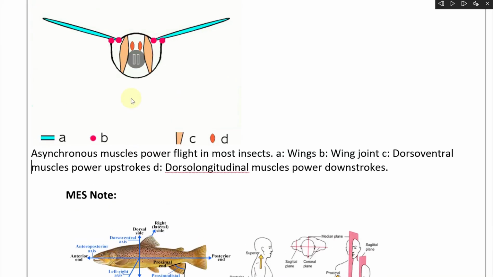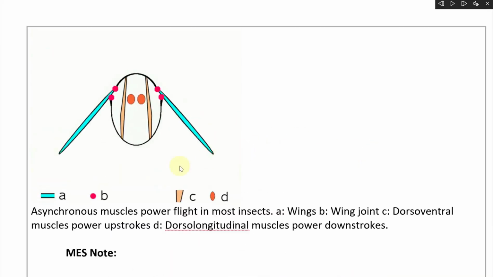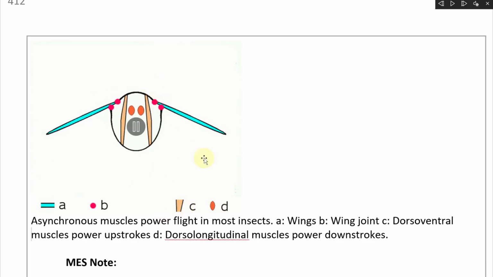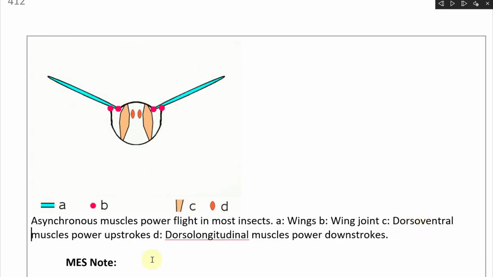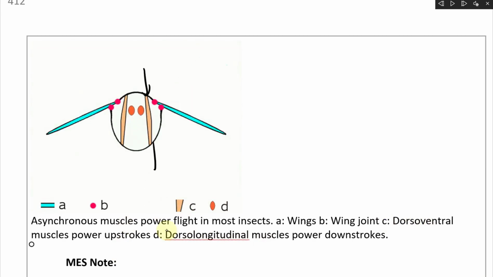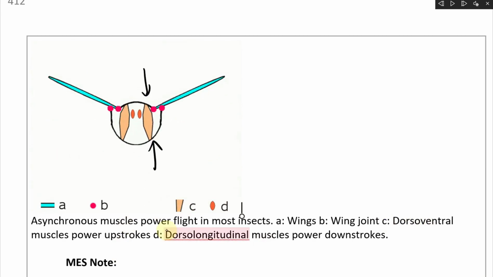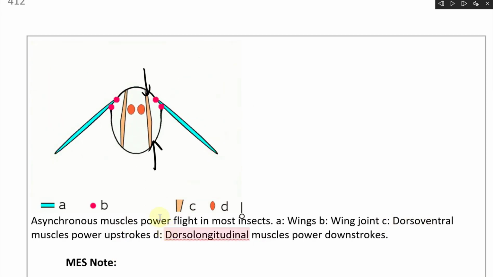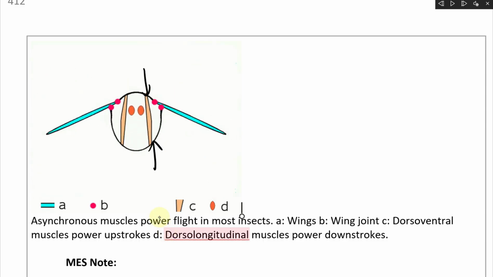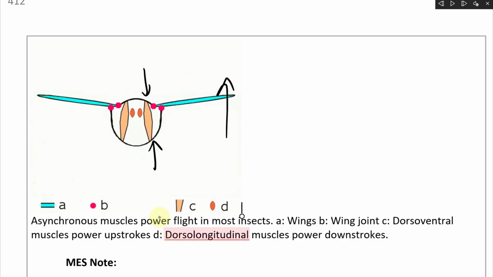All right, let's take a look here. So C is right here, this orange/beige color, and that's the dorsoventral muscles powering the upstroke. As they compress via the sliding filament theory we went over, the wings go up when that compresses. So notice when it compresses, the wings go up. That's the power stroke.